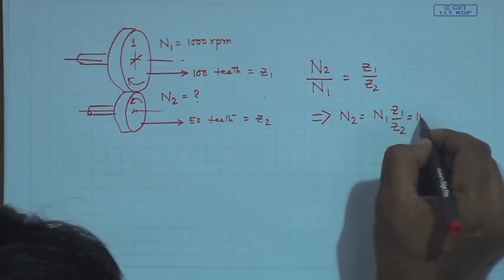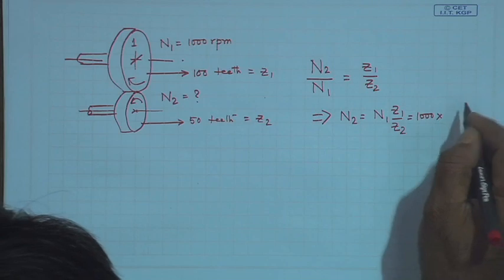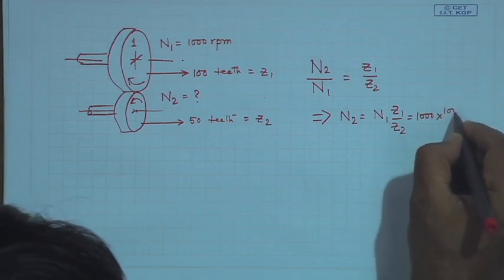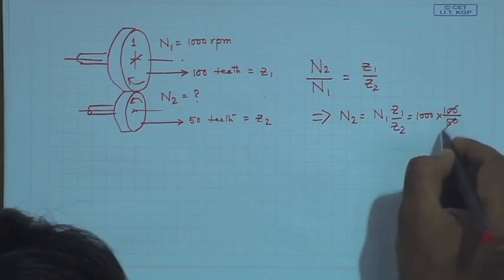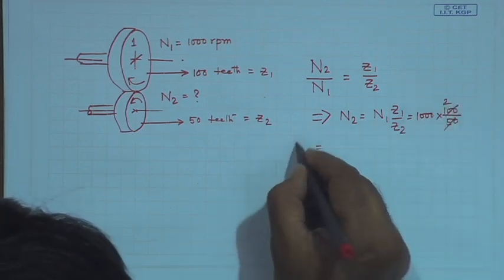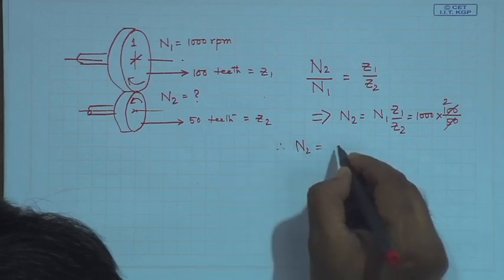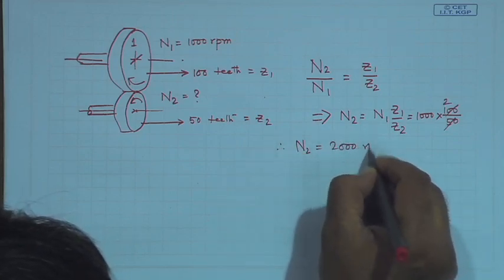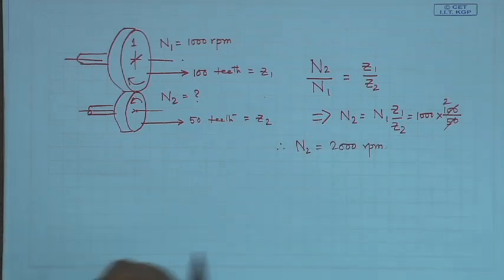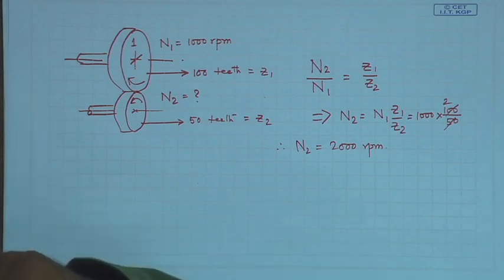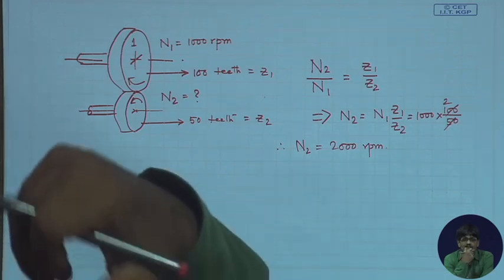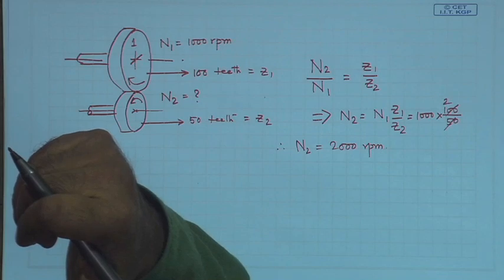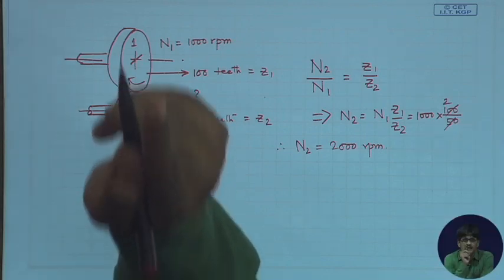N1 is 1000, Z1 is 100, and Z2 is 50. So, we have a 2 here, therefore, N2 is equal to 2000 RPM. Okay. So, this is quite simple to understand. If I have two gears like this, if I am given 3 values, in that case I can easily solve for the last value of the 4.